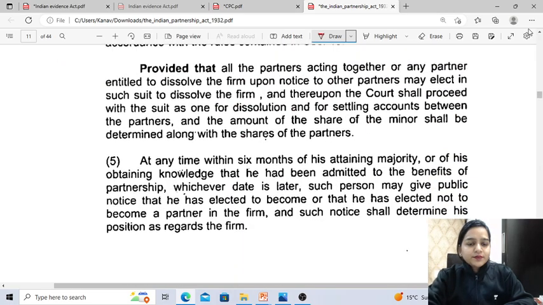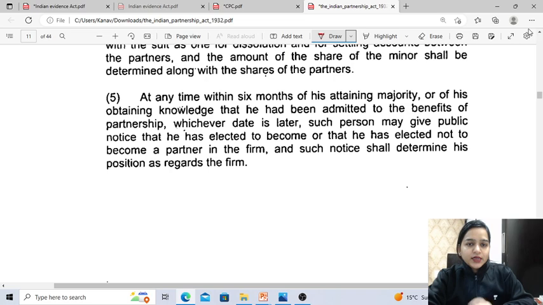Now this says at any time within 6 months of his attaining majority or his obtaining knowledge that he has been admitted to the benefits of the partnership, whichever date is later, such person may give public notice, and that shall determine his position as regards the firm.